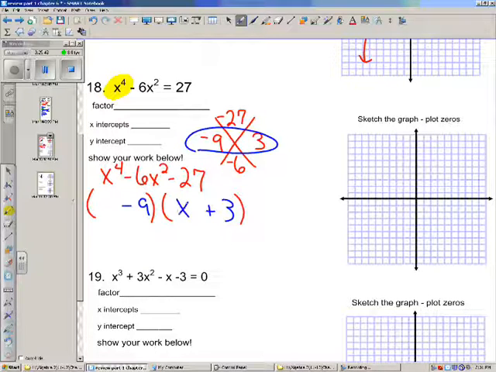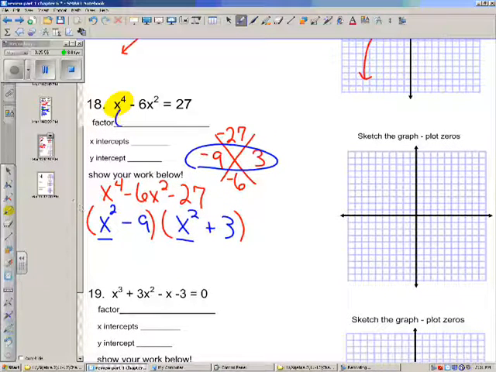And in the last chapter, I would just have x's here. But again, x times x is x squared, and I need x to the 4th. So I'll work with higher powers and just put x squared here. So my factored parentheses end up being x squared minus 9 and x squared plus 3.